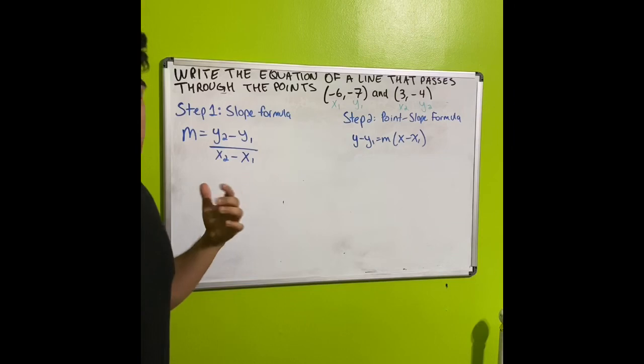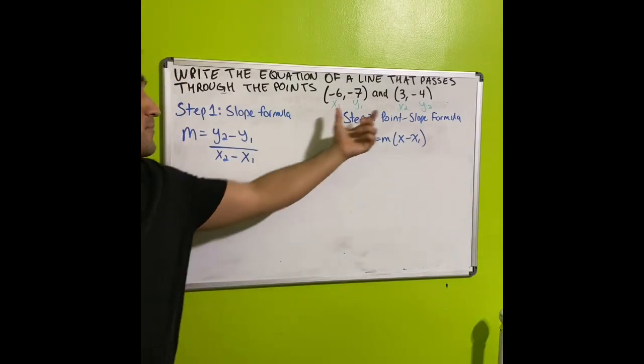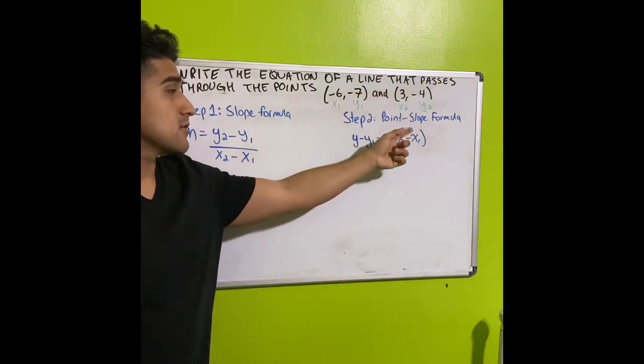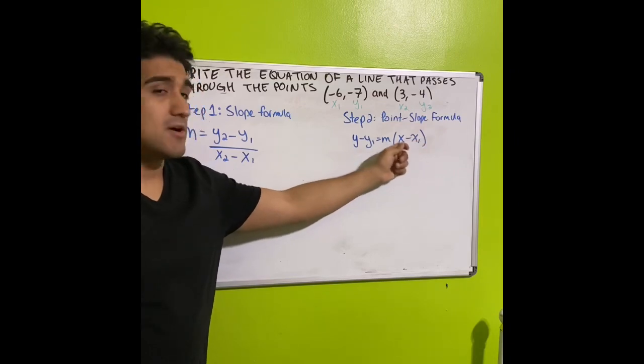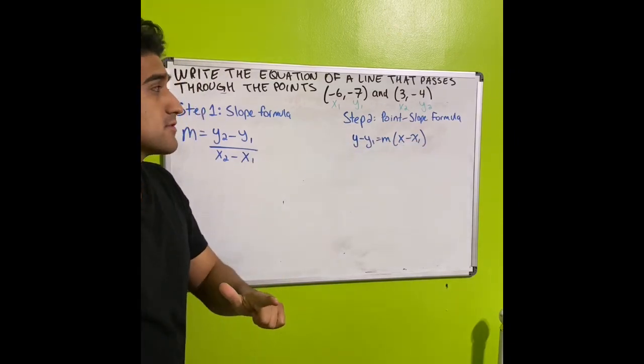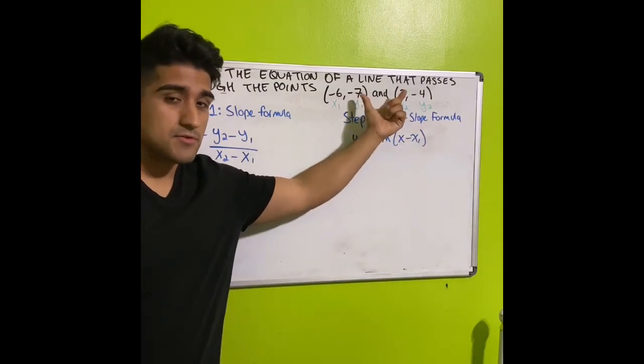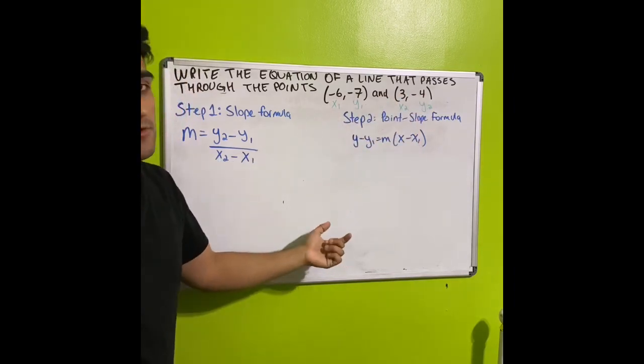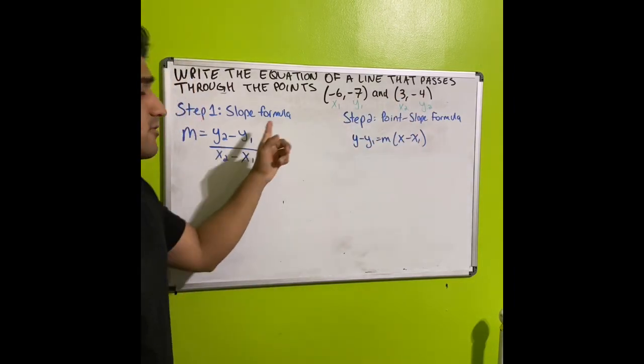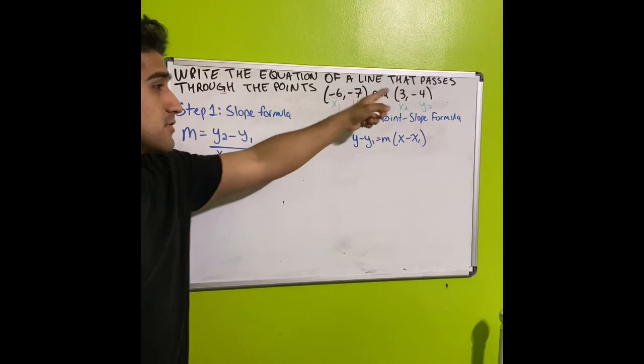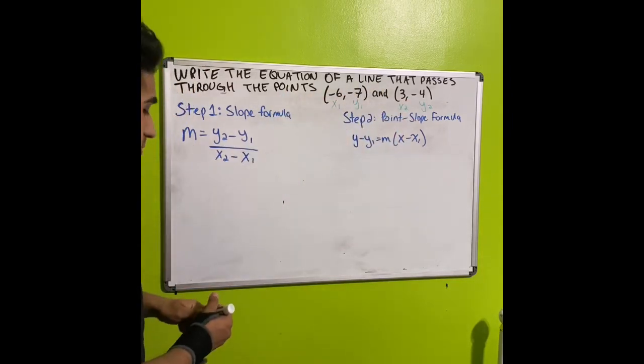We want to generate an equation given 2 coordinate points. The point slope formula requires the slope and 1 coordinate point. So far we only have 2 coordinate points, but we don't have a slope. That's where step 1 comes in. We want to use the slope formula using those 2 coordinate points to find the slope.